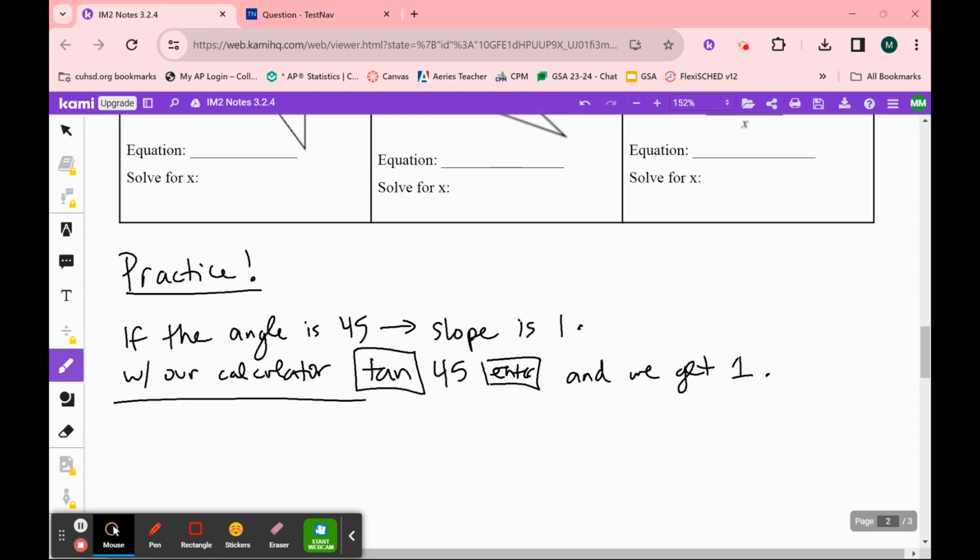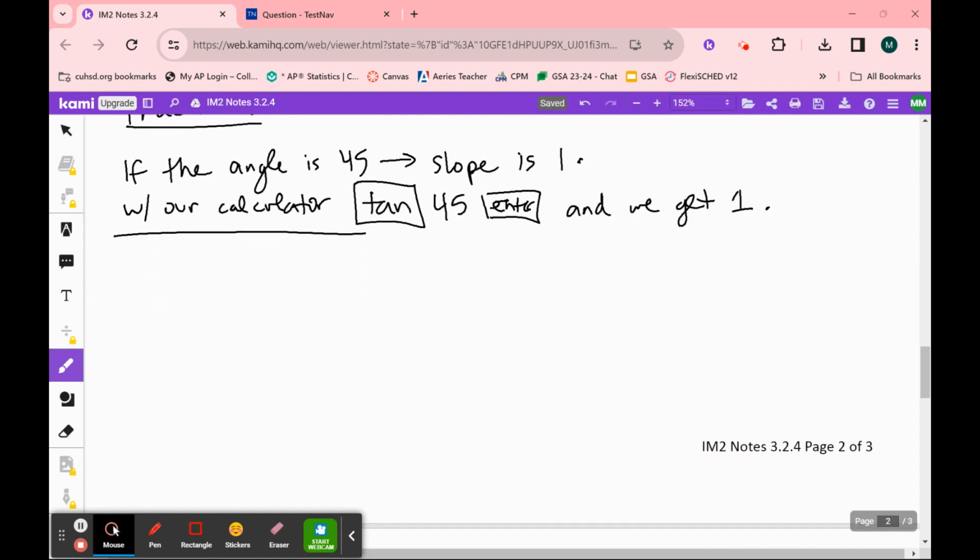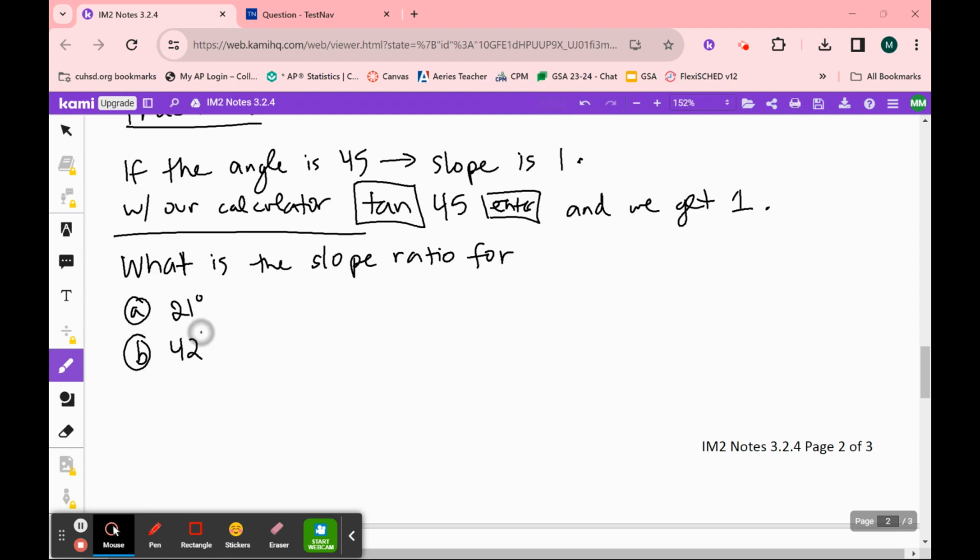So here are a couple of questions. What is the slope ratio for A, 21 degrees, B, 42 degrees, C, 16.5 degrees? Well, we can use the tan function on your calculator to get all of those.